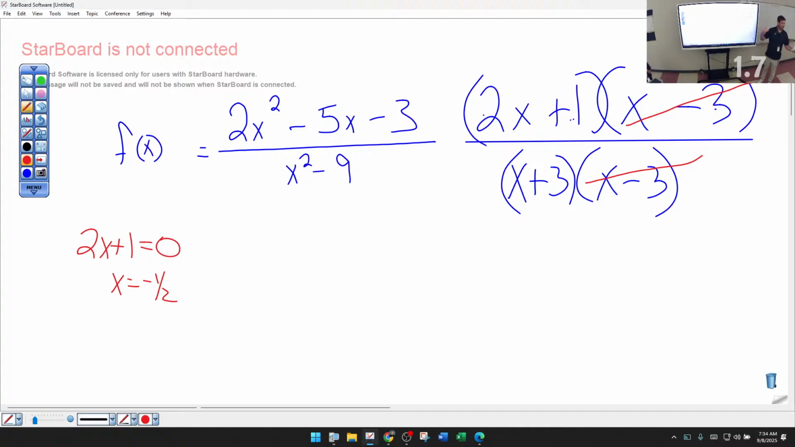3 is what we call a hole. I don't know how much you got into the holes and the canceling, and then when the numerator was bigger.